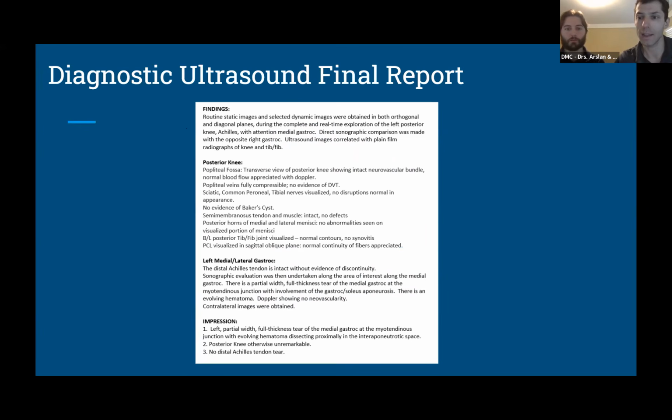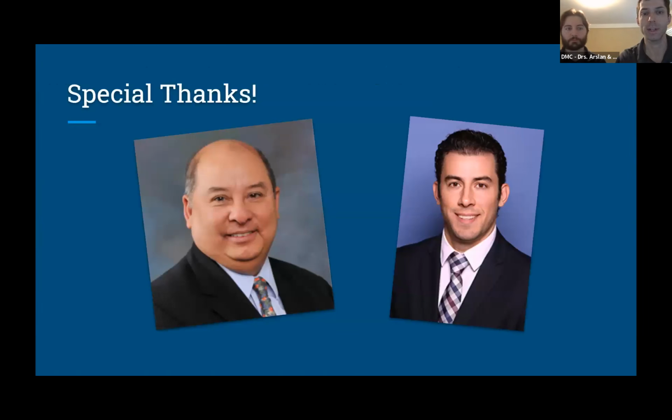So we saw a left partial thickness tear of the medial gastroc at the myotendinous junction with an evolving hematoma dissecting proximally in the intraaponeurotic space. Number 2, the posterior knee was otherwise unremarkable. And number 3, there was no distal Achilles tendon tear. And that concludes our posterior knee evaluation.